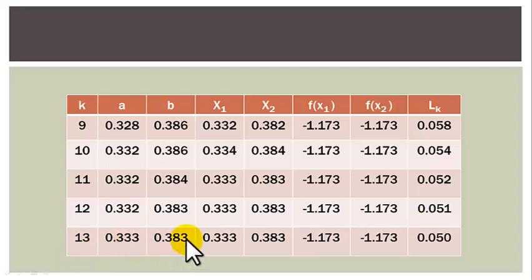The last interval of uncertainty is from 0.333 to 0.383, with x1 equals to 0.333 and x2 equals to 0.383, with the functional values at x1 minus 1.173, and for x2 minus 1.173, and the length of the 13th interval of uncertainty is 0.050. Clearly, we have been able to reduce the length of the interval to the required or the desired accuracy, which is 0.050. So we can end the algorithm at that point.